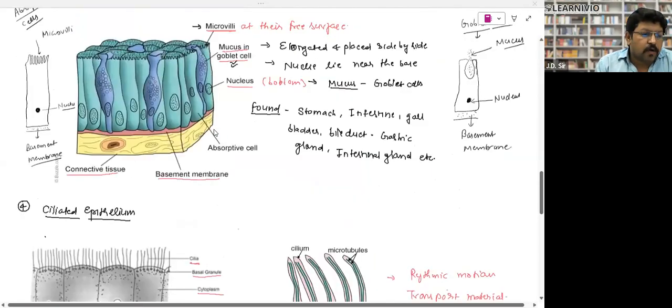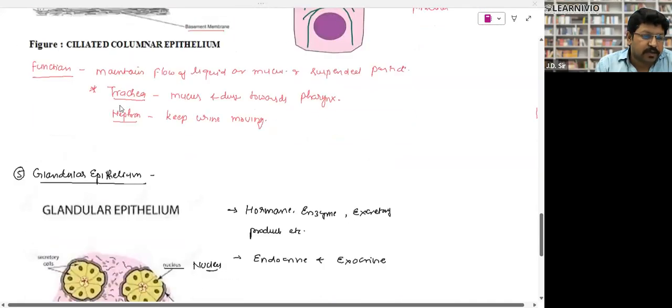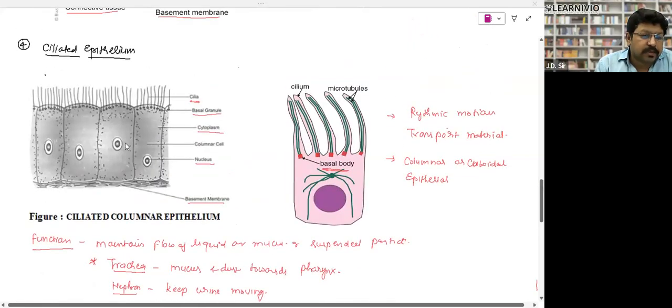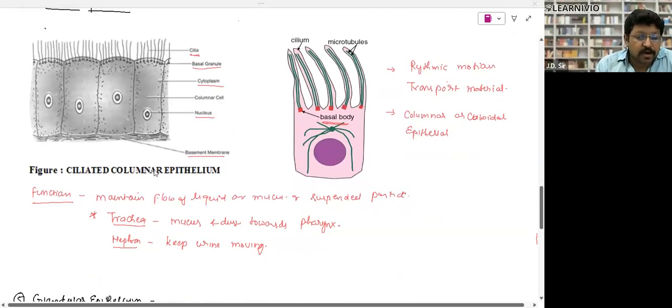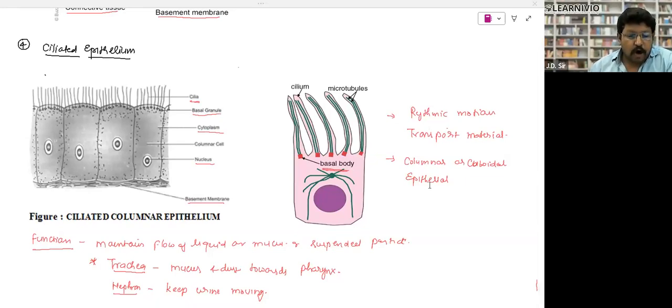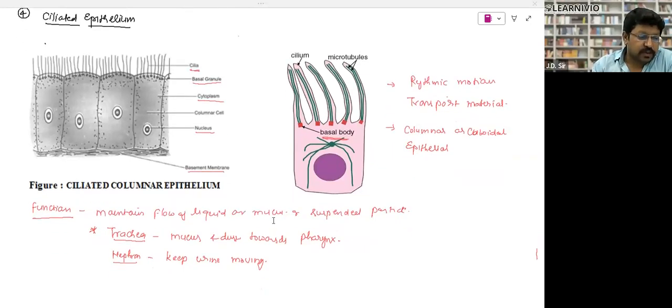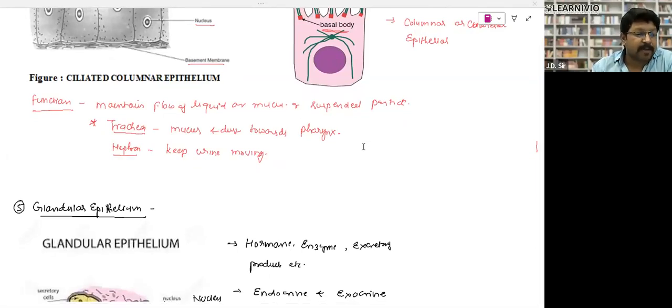Now I have already told you that there are two more kinds, ciliated and glandular cells. Sometimes columnar or cuboidal cells develop cilia, the hair-like structures. When they develop cilia, they are called ciliated columnar epithelium or ciliated cuboidal epithelium. Their function is to maintain the flow of liquid, nuclei, and suspended particles.